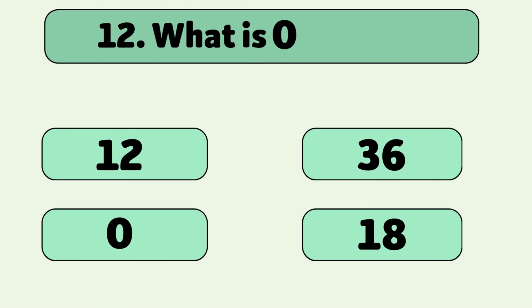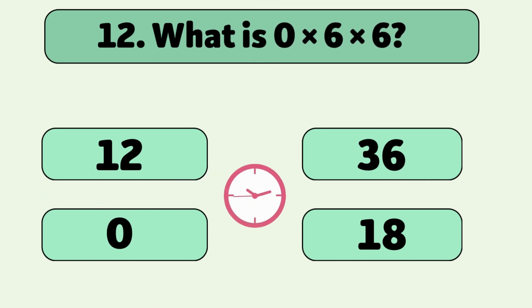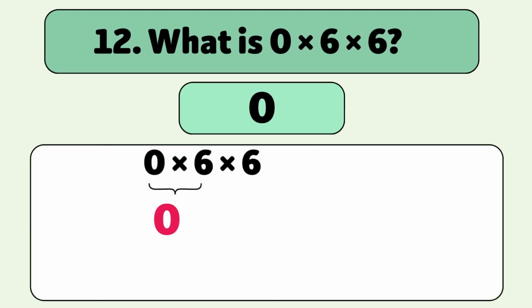What is 0 times 6 times 6? 0. Simply multiply the first two numbers. 0 times 6 equals 0. Then multiply the result by the next number. 0 times 6 equals 0. Therefore, the answer to 0 times 6 times 6 is 0.